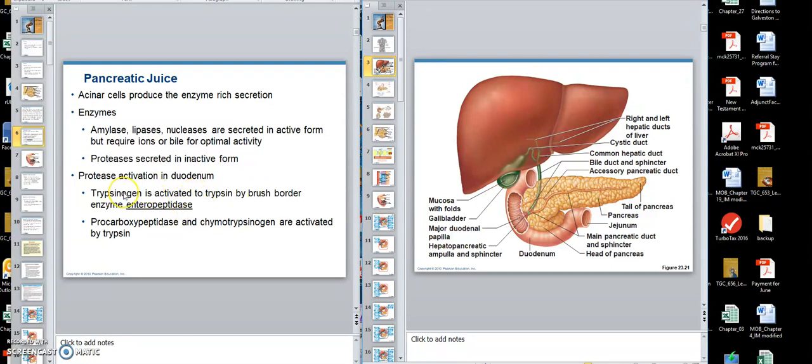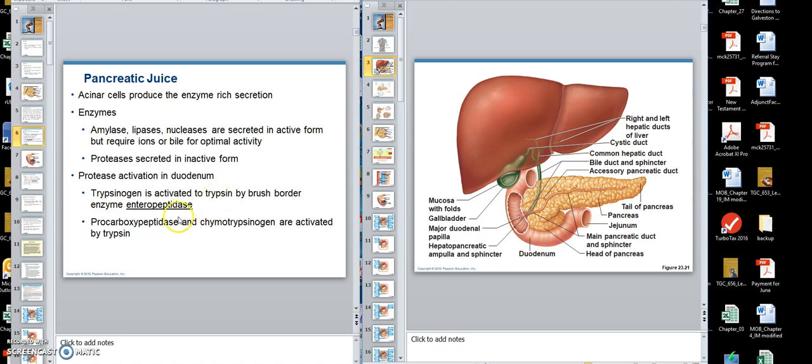Protease enzymes that the pancreas produces are trypsinogen, procarboxypeptidase, and chymotrypsinogen. Okay? Trypsinogen is activated in here by an enzyme called enteropeptidase, but that's made by the brush border of the intestine. So when the trypsinogen goes in, enteropeptidase produced by the cells here can convert that from trypsinogen, inactive, to trypsin.